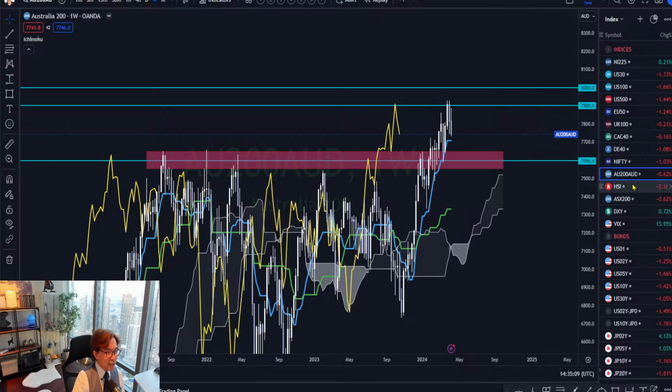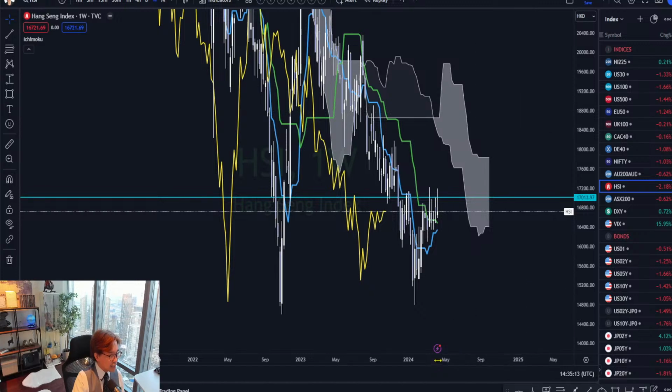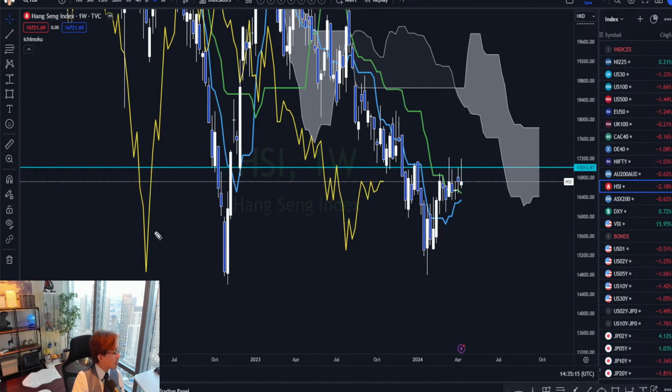Alright, and finally, Hang Seng Index. Hang Seng is now in a range. It broke the Kijun Sen after the retracement. Tenkan Sen, it broke the Kijun Sen also. So this is completely range. So this week or in the long term, I can't really tell which way it's going.